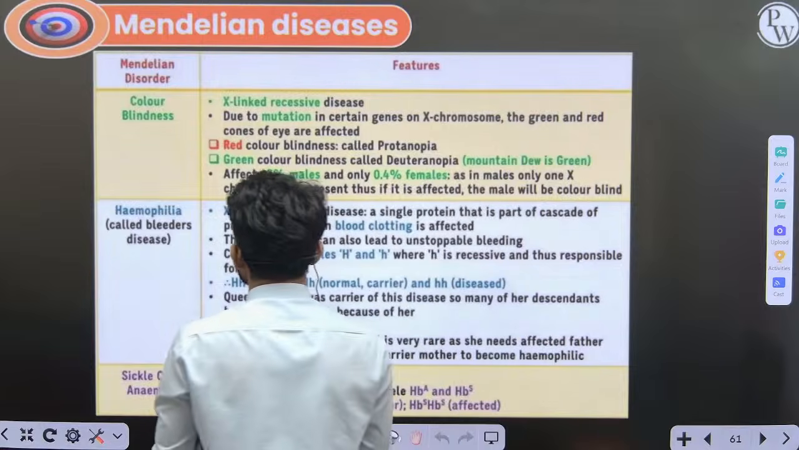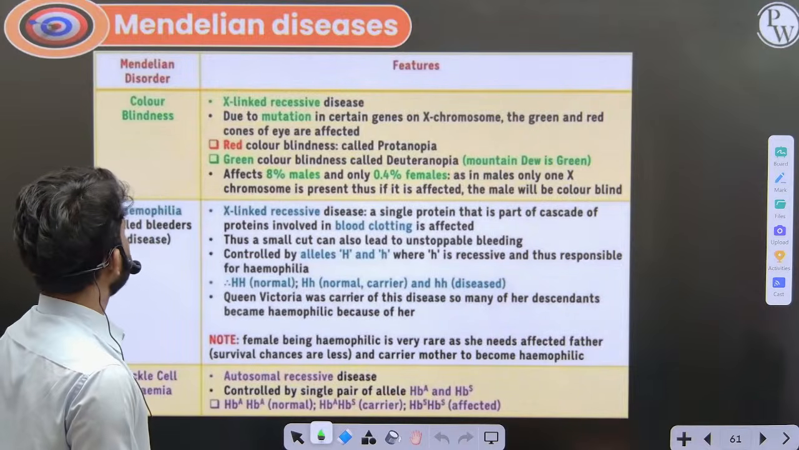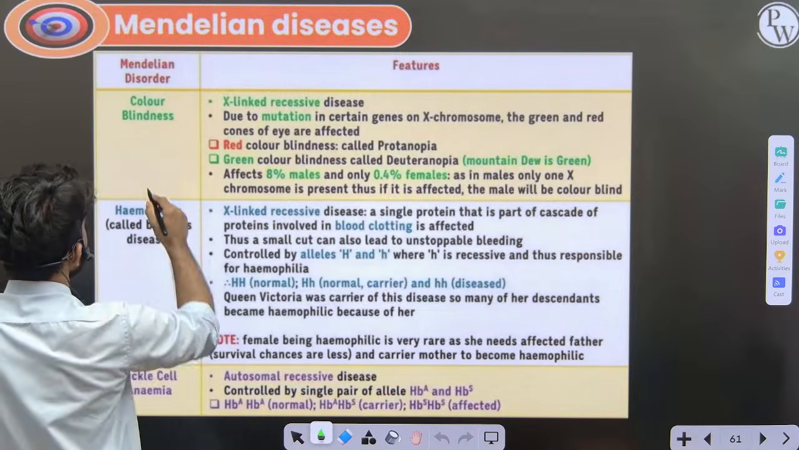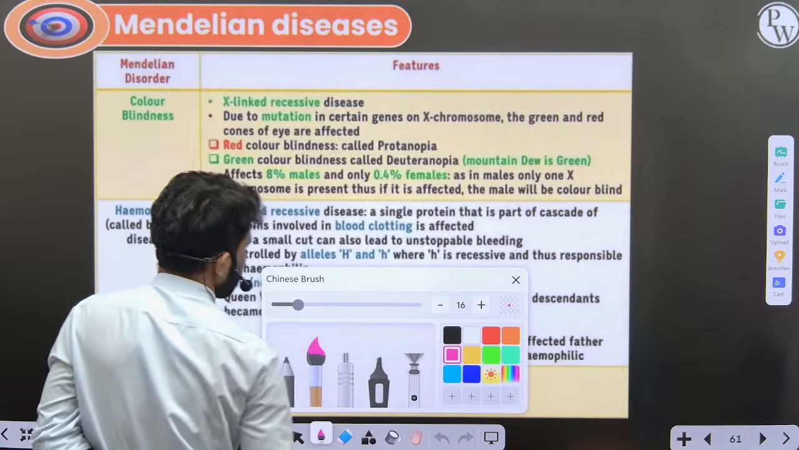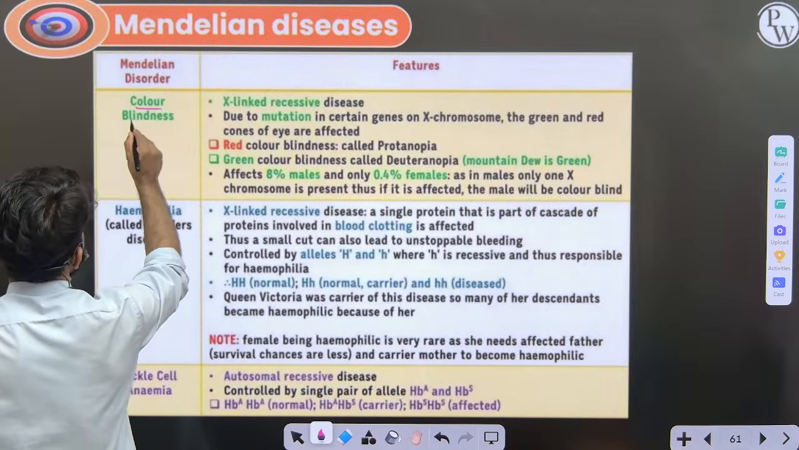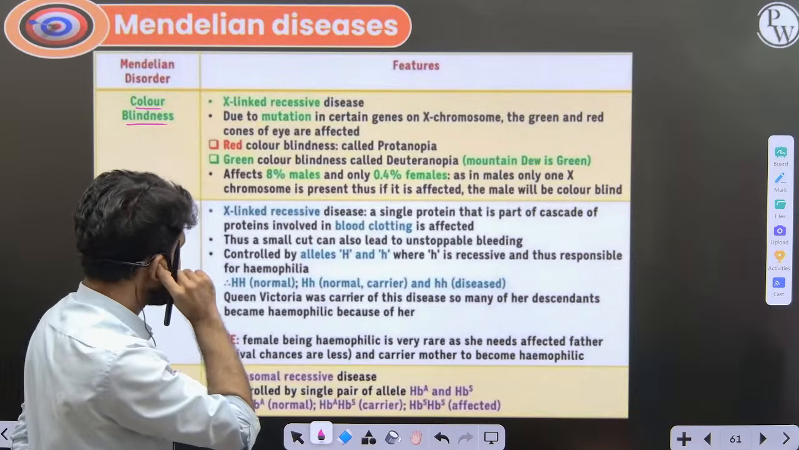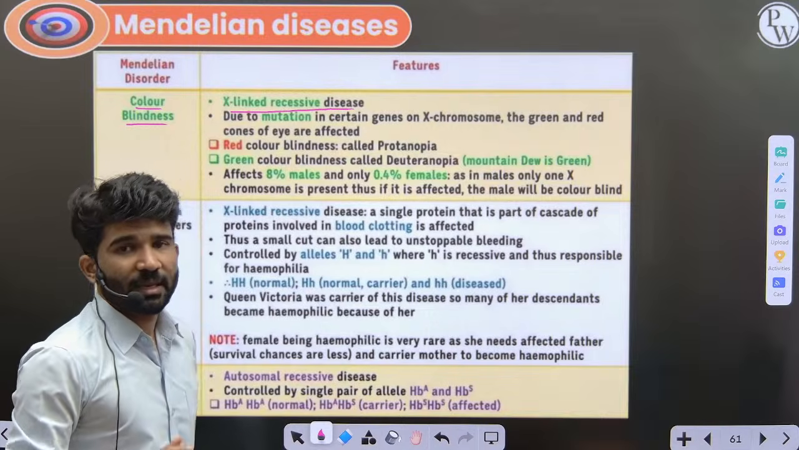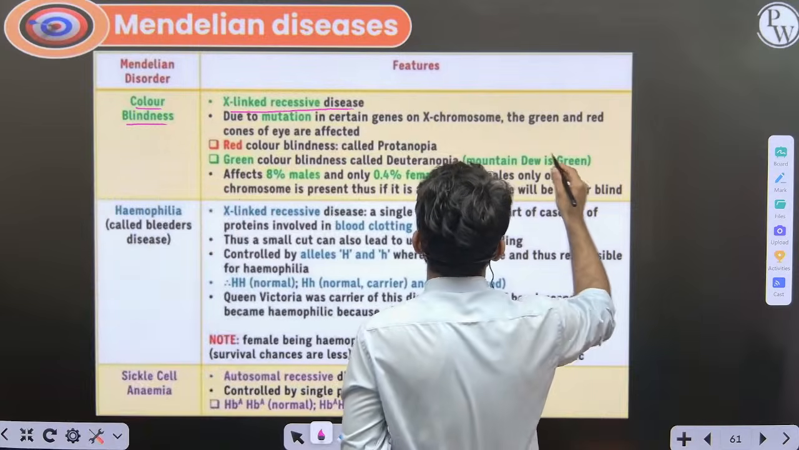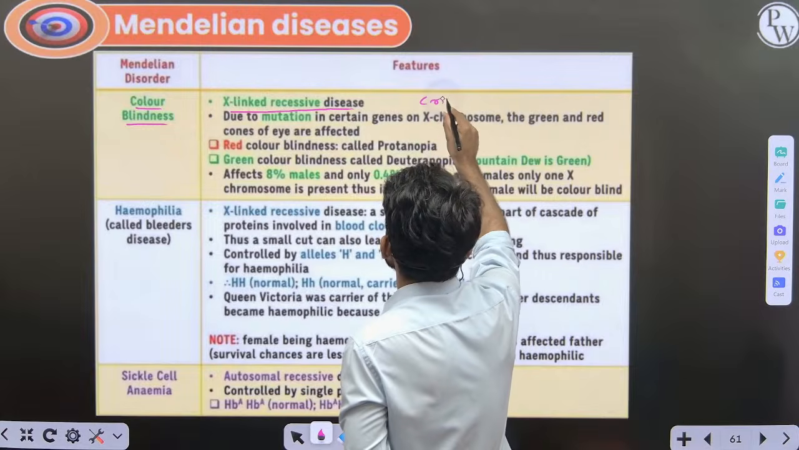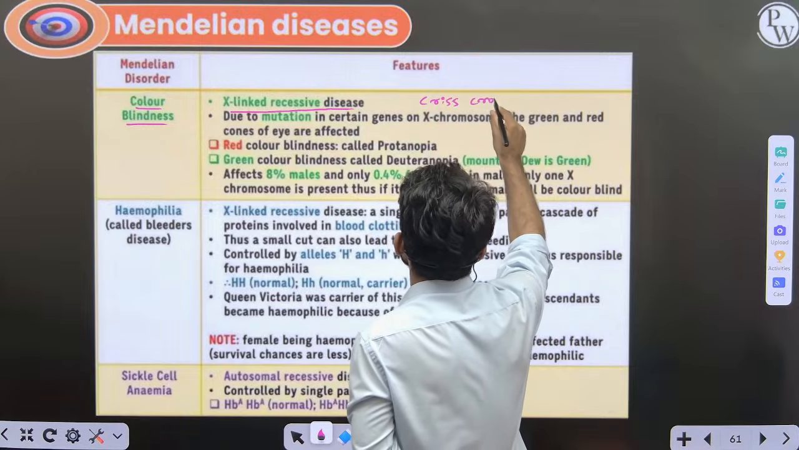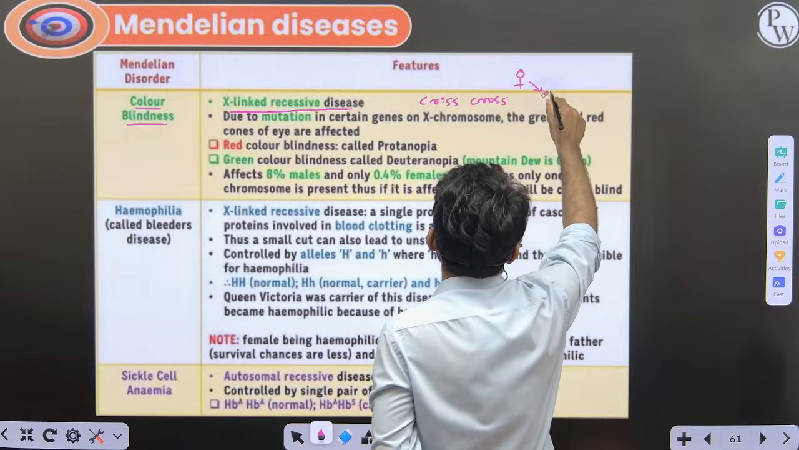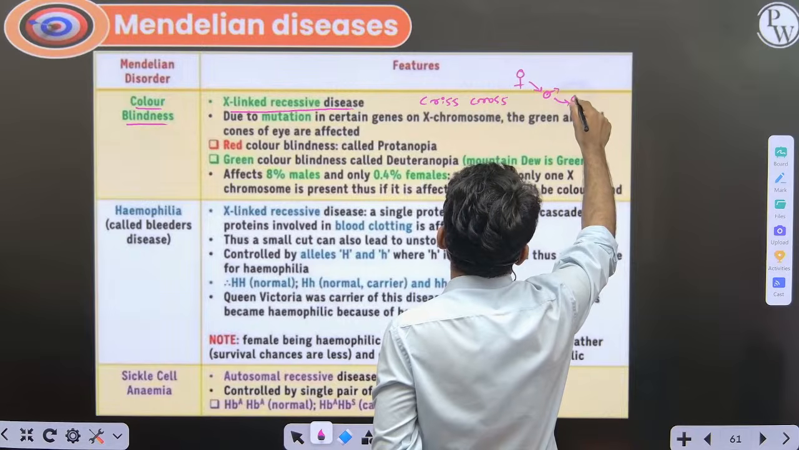Next is the Mendelian disorders. When it comes to Mendelian disorders, first we will study the X-linked recessive disorders. The first one is color blindness. Color blindness is basically an X-linked recessive disorder. X-linked recessive means it follows criss-cross inheritance. It passes from female to male, then again the female becomes a carrier.